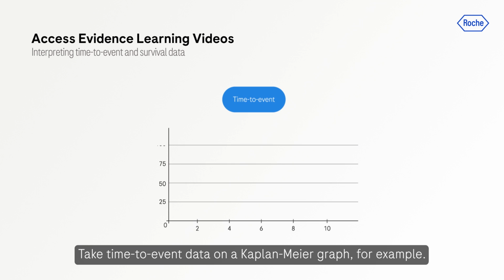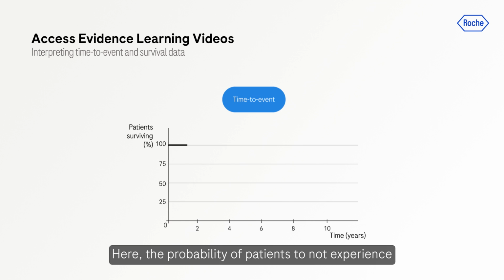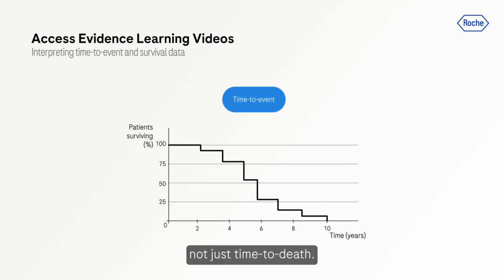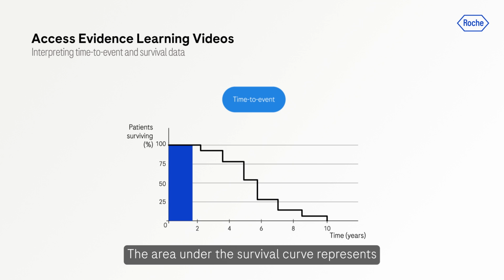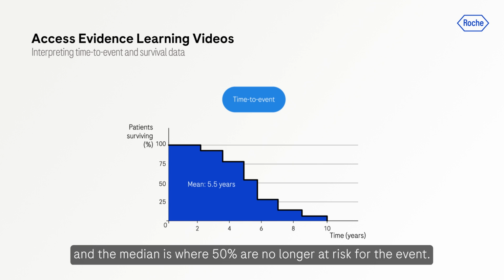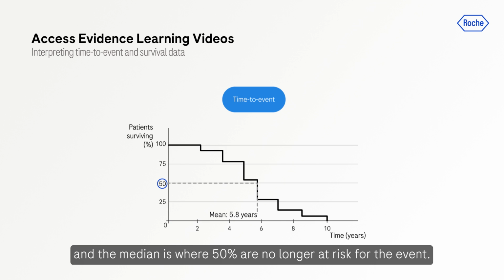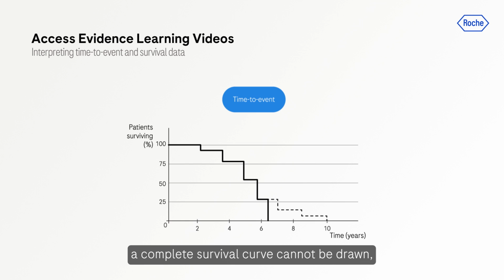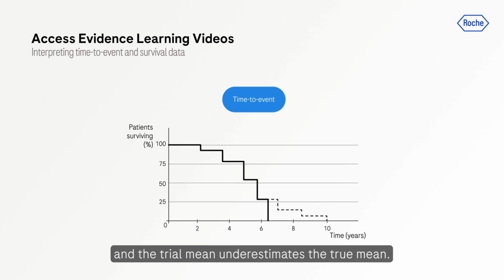Take time to event data on a Kaplan-Meier graph, for example. Here, the probability of patients to not experience the event of interest is plotted against time. This is known as a survival curve, although it can be used for any time to event data, not just time to death. The area under the survival curve represents the mean time to the event, and the median is where 50% are no longer at risk for the event. In a trial that ends before all patients have experienced the event of interest, a complete survival curve cannot be drawn and the trial mean underestimates the true mean.